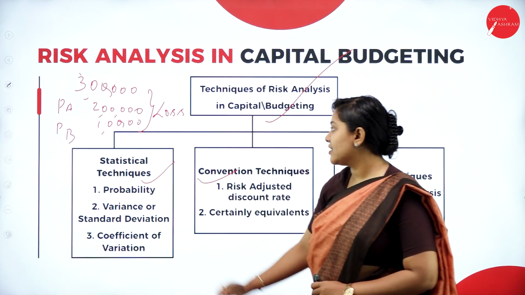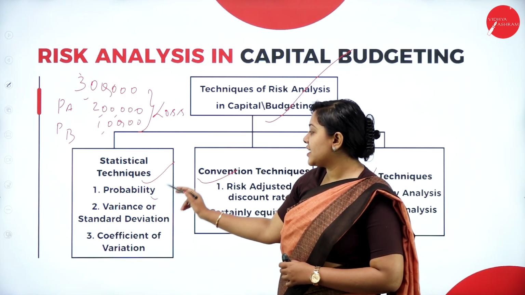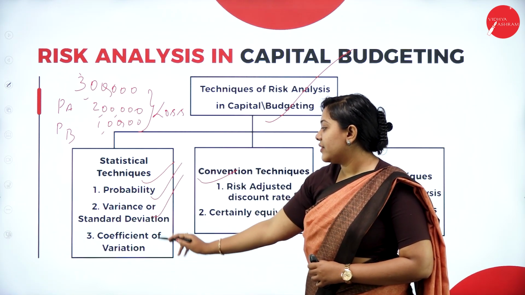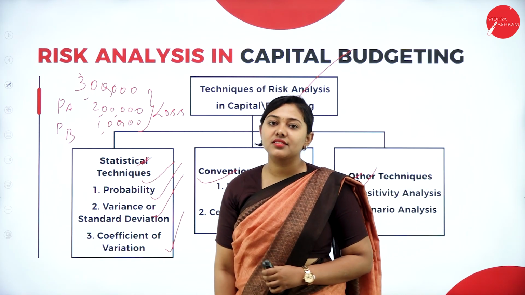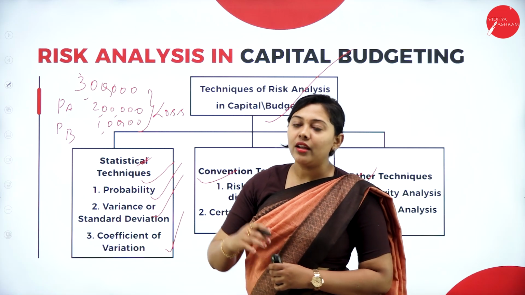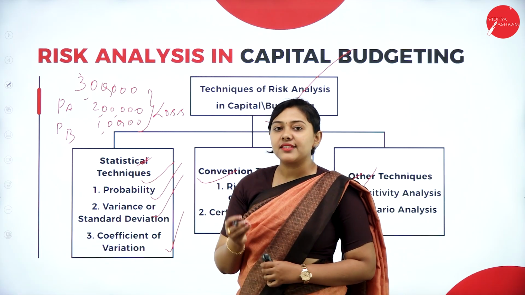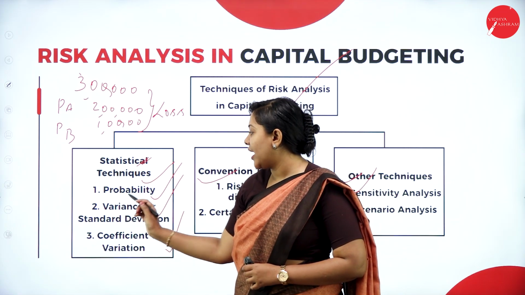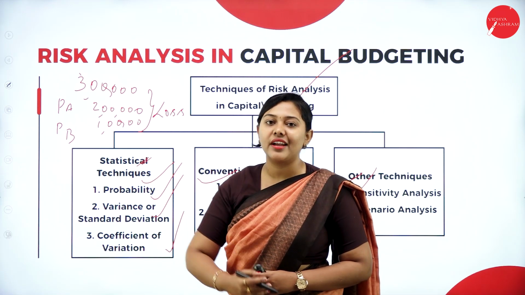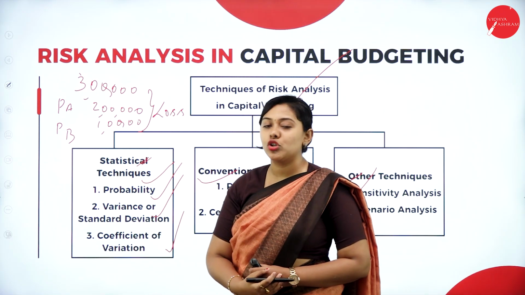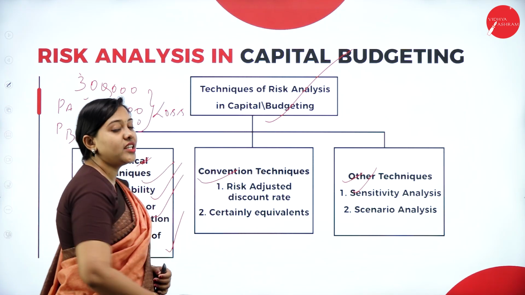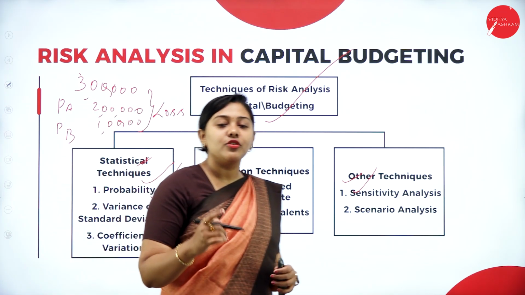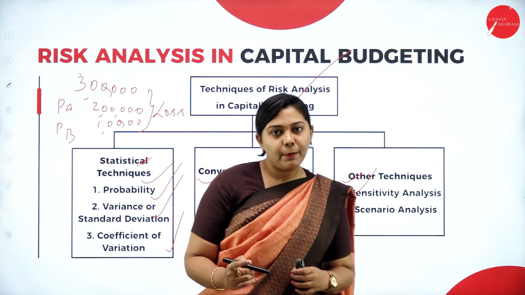Statistical technique: probability, variance or standard deviation, coefficient of variation. Statistics means numbers, where you have to calculate by assigning certain probabilities and using your formulas of variance, standard deviation and coefficient of variation to solve the problem. So statistical technique is the first technique in risk analysis in capital budgeting.